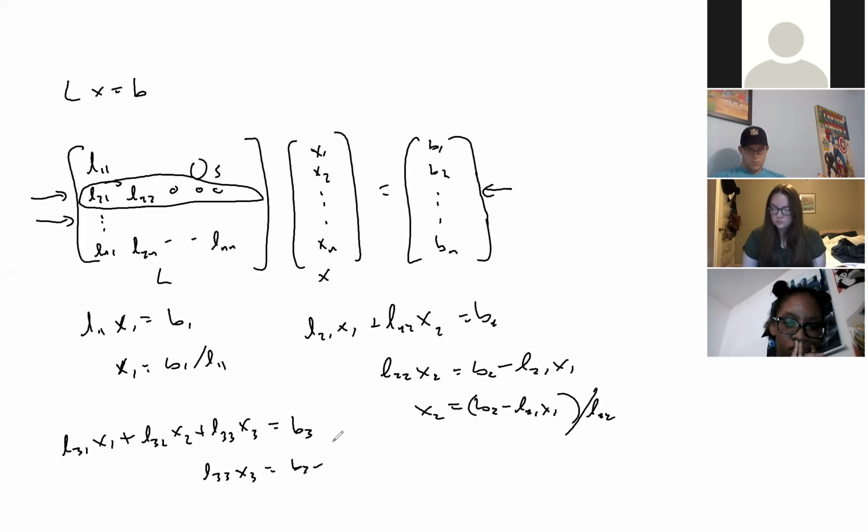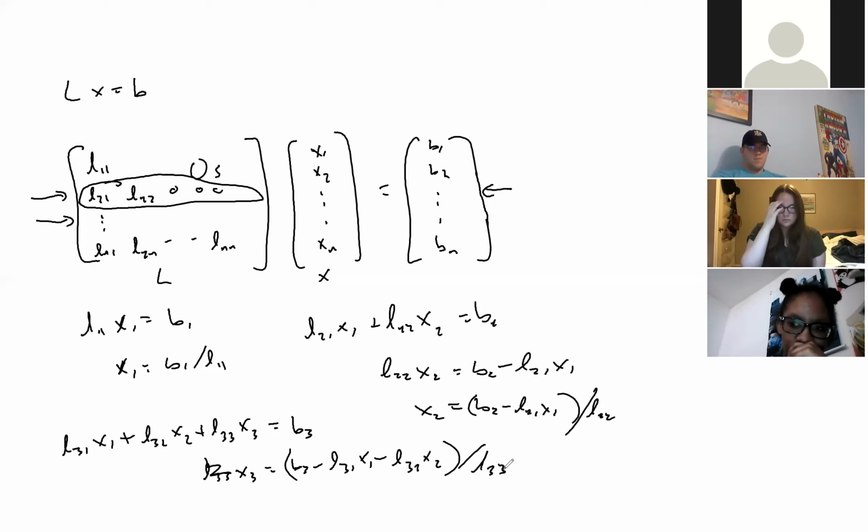So minus L31 x1, minus L32 x2. And then after I subtract all those off, I would divide the L33 off. Okay, so to find x3, I had 2 subtractions, 2 multiplications, and then 1 division.